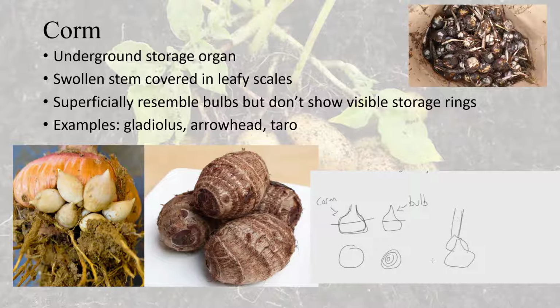Another way that corms can reproduce is they can produce these tiny little offshoots called cormels. These are tiny little corms that, if they get big enough, can be removed, and you can grow a whole new plant from your cormel. Okay, so those are corms.